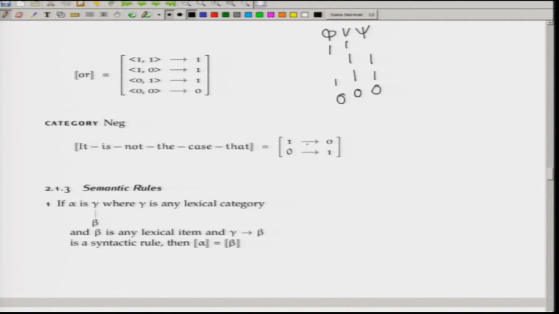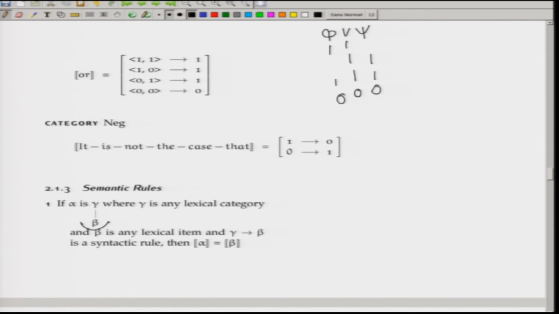So we know that, but this is informal, we need to see the rules and then we get back to all these constructions and everything. We'll do that. The semantic rules. Now first, if alpha is a node, and if alpha looks like beta goes to gamma goes to beta, where gamma is any lexical category and beta any lexical item, then gamma goes to beta is a syntactic rule, and if gamma goes to beta is a syntactic rule, then the value of alpha is the value of beta.